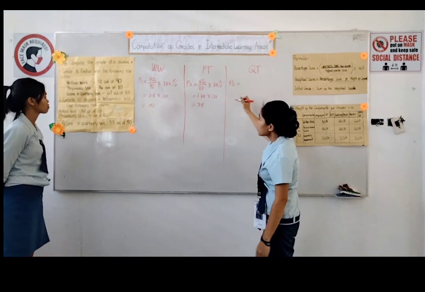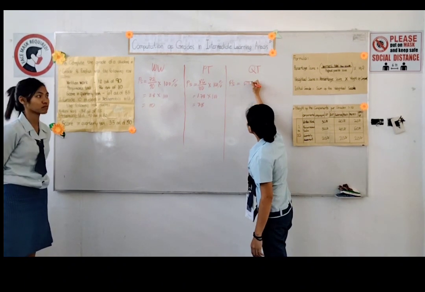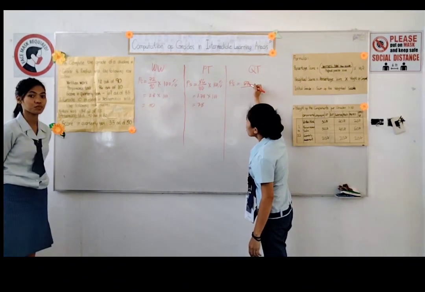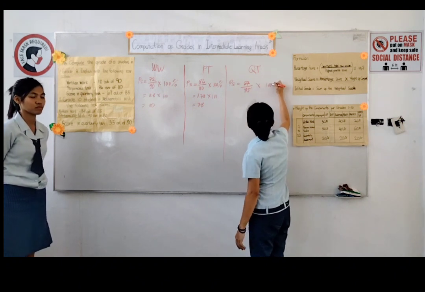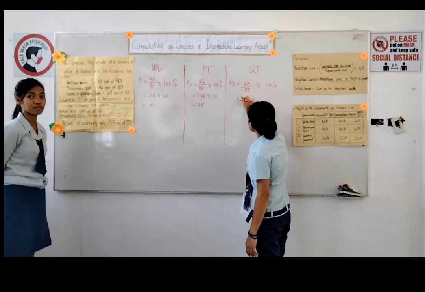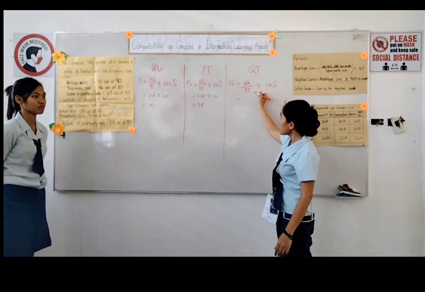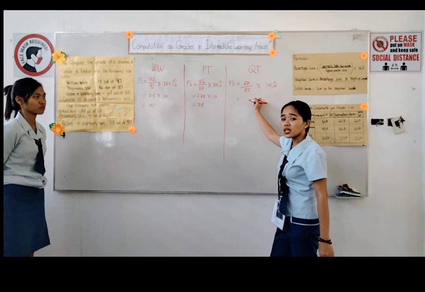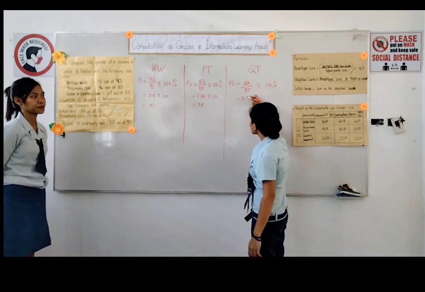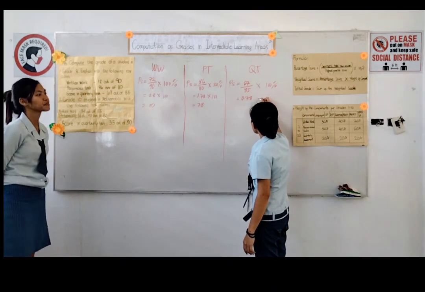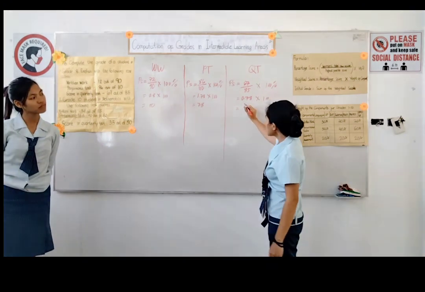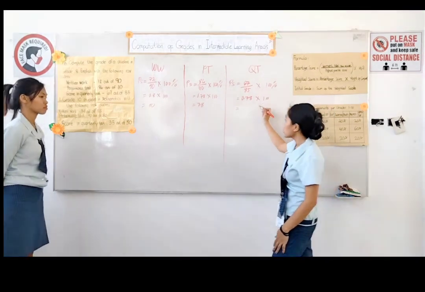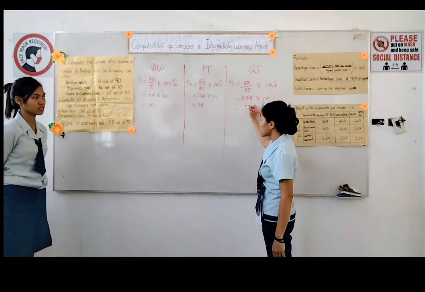And the score in quarterly test is 67 over 85 times 100%. 67 divided by 85 is equal to 0.78 times 100. 0.78 times 100 is equal to 78.